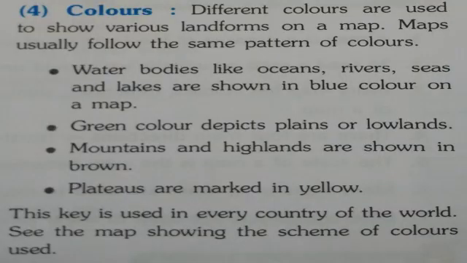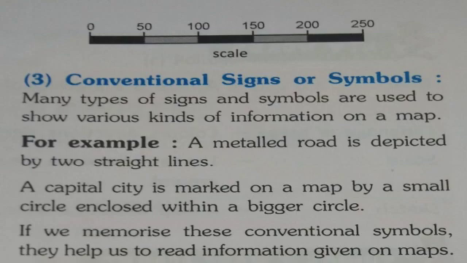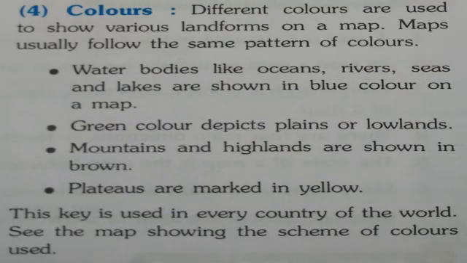So there are different symbols used to show different things on a map. If we memorize these conventional symbols, they help us to read information given on maps. If we know the meaning of all these conventional symbols, we can easily read the maps and we can know what is the meaning of these symbols.